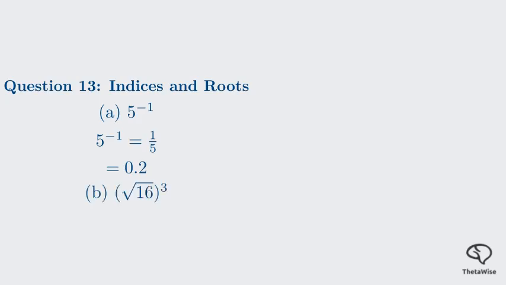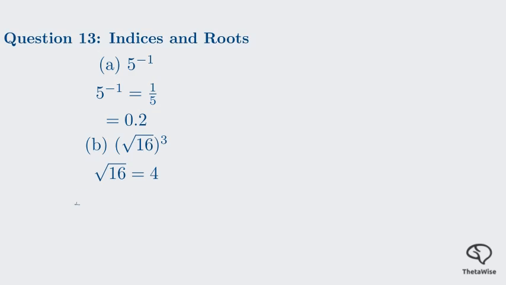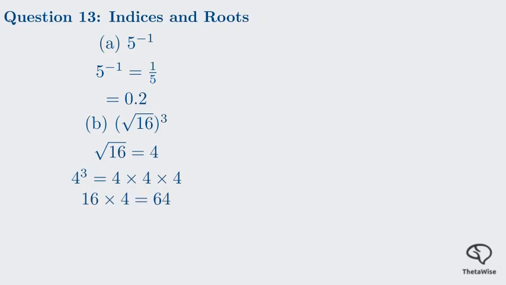Part B asks for the cube of the square root of 16. First, find the square root of 16, which is 4. Now, we cube that result. 4 cubed is 4 times 4 times 4. 16 times 4 is 64.